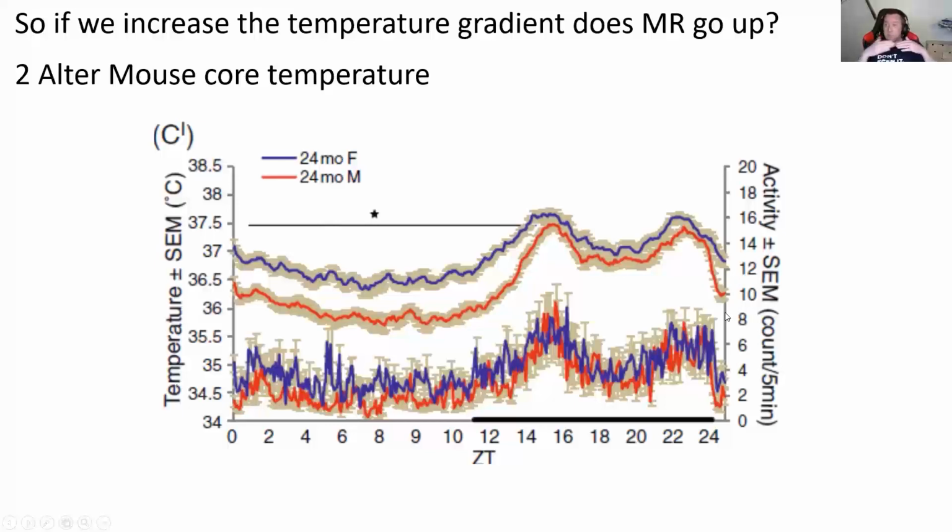And so that's pretty much enough to explain that increased metabolic rate, because even though the mice are being phenotyped in a room that's 21 degrees, whether they're male or female, the gradient between their core temperature and the environmental temperature is about half a degree larger for the females, so they need a little bit more energy to maintain that higher temperature.